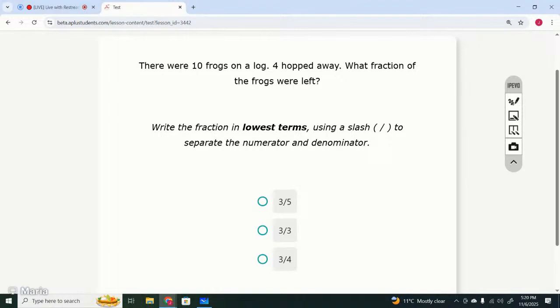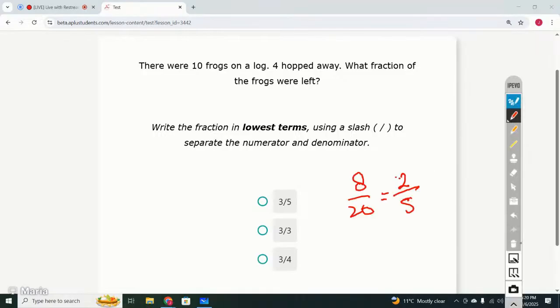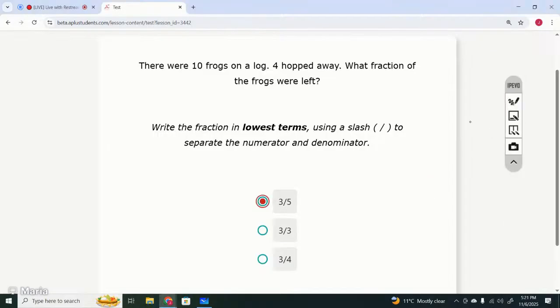There were 10 frogs on a log. 4 hopped away. What fraction of the frogs were left? So out of 10, 4 hopped away, right? So that means we are left with 6 out of 10. That is 3 out of 5. Option number 1 is the correct option. That is 3 by 5.